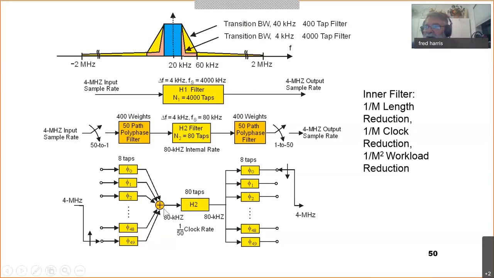I lowered the sample rate 50 to 1. That lowers the number of taps in the filter 50 to 1. So instead of having 4,000, 4,000 divided by 50 is only 80 taps. Oh, that's interesting. Now, not only is the filter shorter by 50 to 1, the clock is running at 1/50 of the speed. So we got a double return on investment. The filter is 1/50 of its length, running at 1/50 of its speed. We just reduced the workload a factor of 50 squared.